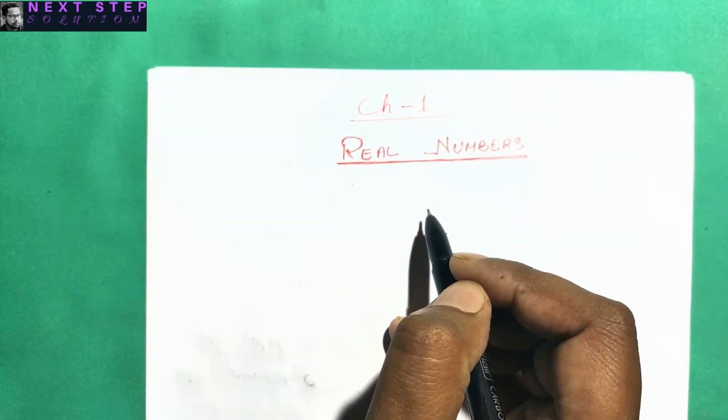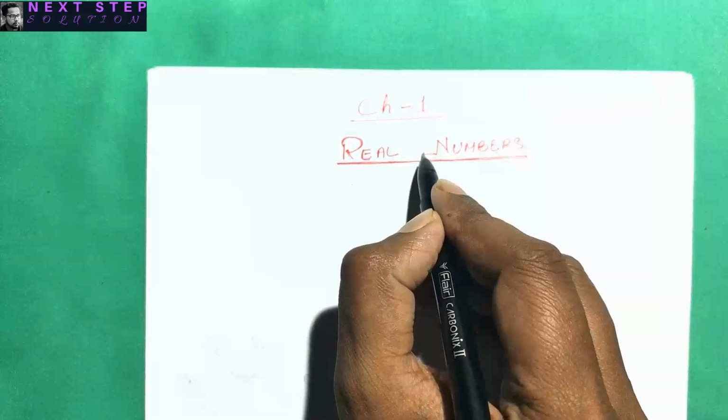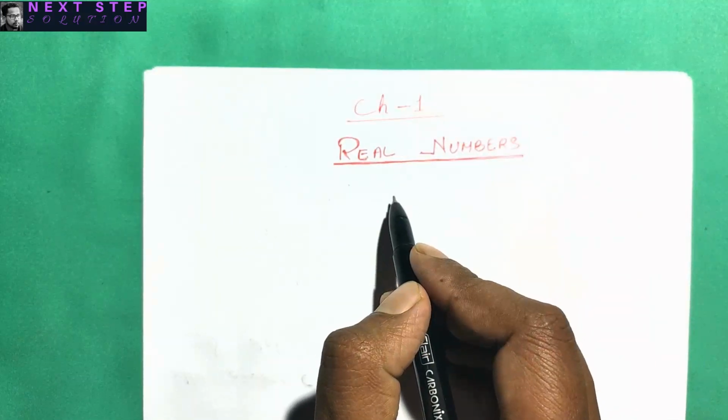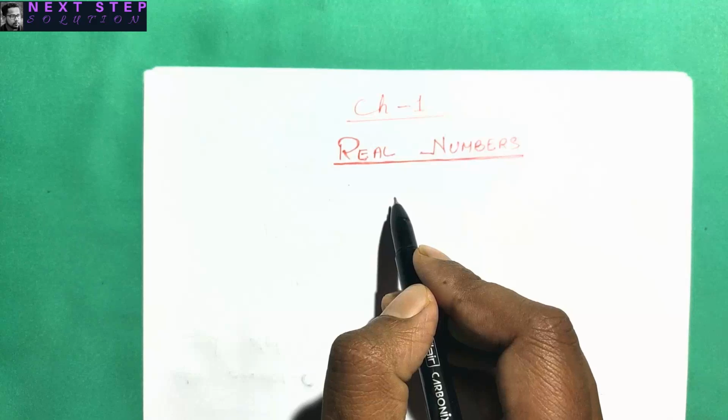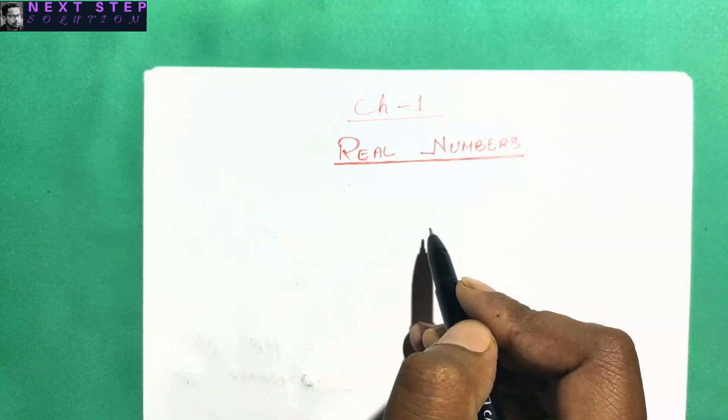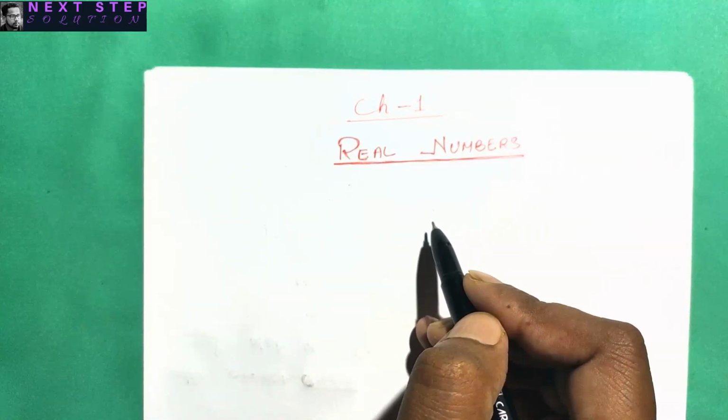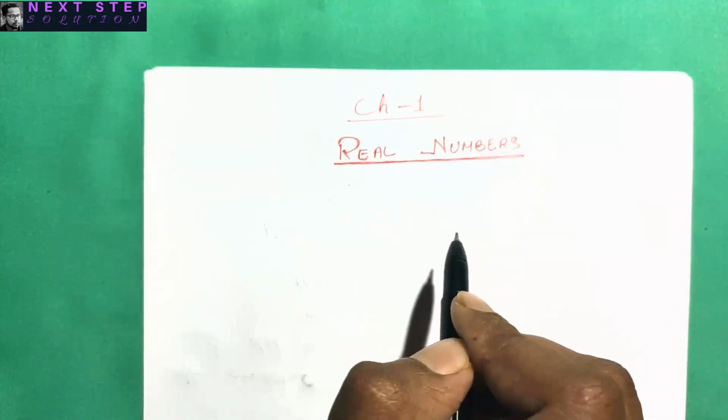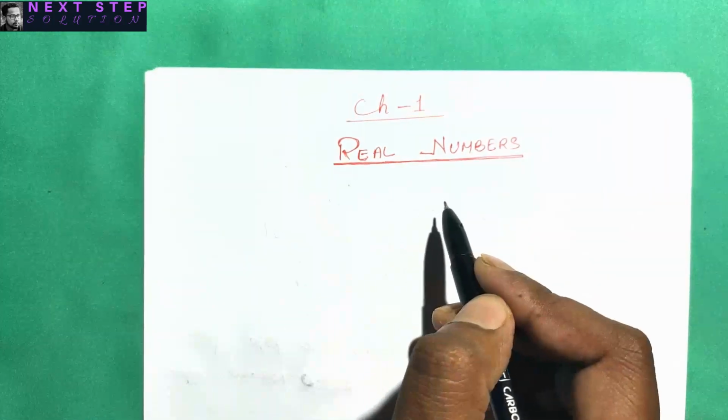Alright, today we are going to do chapter 1, real numbers. What are real numbers? Everything that you have learned from your kindergarten till class 9 is a real number. Now in class 9 you might remember learning the types of number. That includes almost 80% of a real number.